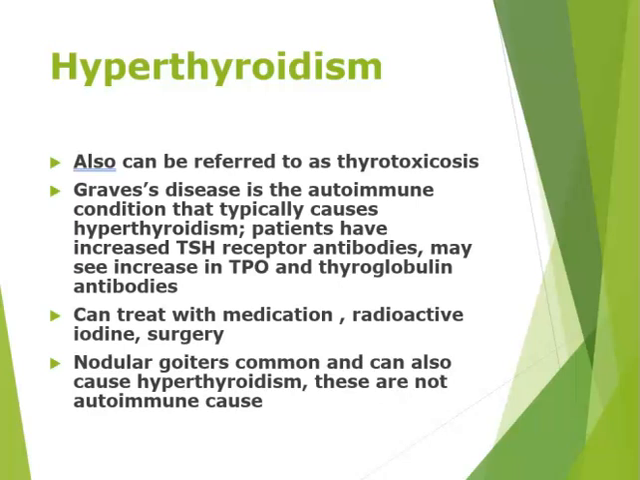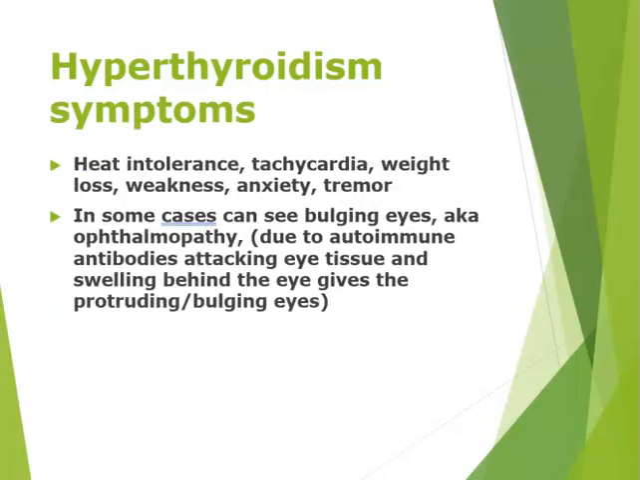These are usually enlarged thyroid glands but are not due to white blood cell swelling. So these are not autoimmune in cause. Symptoms for hyperthyroidism include heat intolerance, tachycardia, weight loss, weakness, anxiety, and tremors. In some cases, you may see bulging eyes. This is due to the autoimmune antibodies attacking the eye tissue and swelling behind the eyes, giving a protruding or bulging appearance to the eyes.